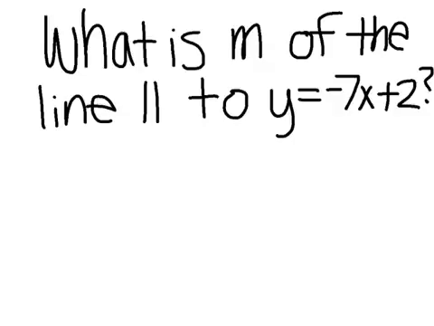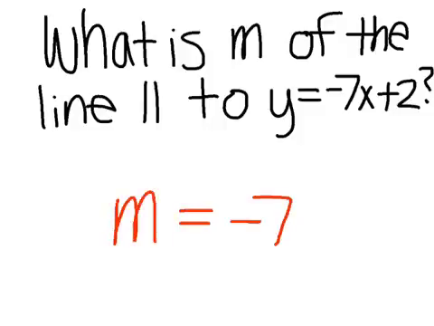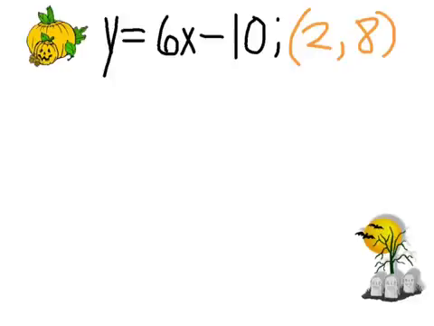Okay, what's our answer? -7. Why is it -7? Because it's the slope. The lines are parallel, so the slopes will be equal. Alright, tell me what we need to do.